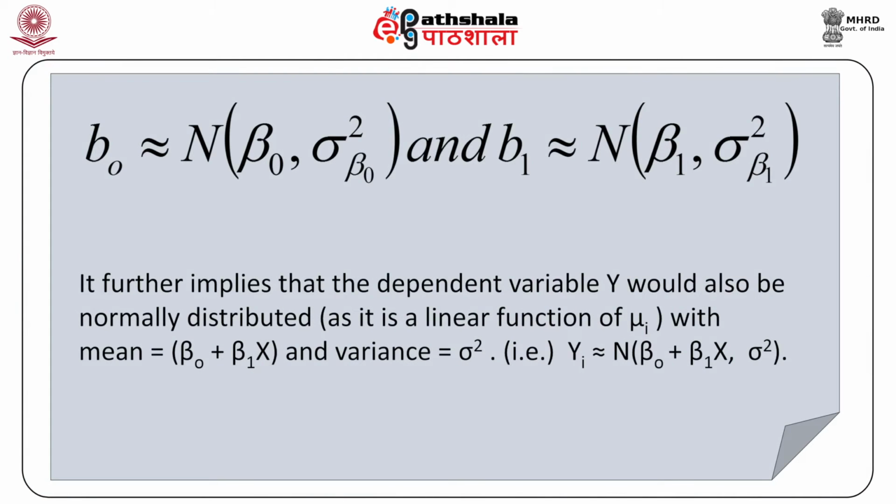B0 is approximately N(beta 0, sigma square B0) and B1 is N(beta 1, sigma square B1). It further implies that the dependent variable y would also be normally distributed, as it is a linear function of mu i, with mean equal to beta naught plus beta 1 x and variance sigma square, that is yi is approximately N(beta naught plus beta 1 x, sigma square).